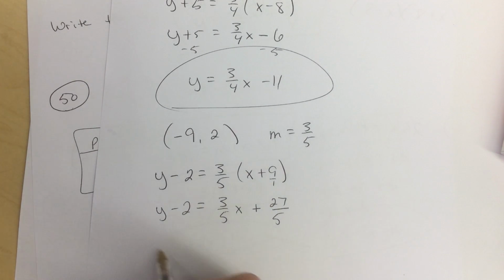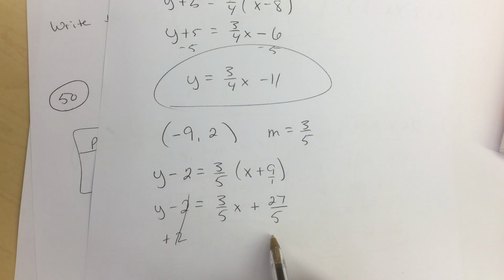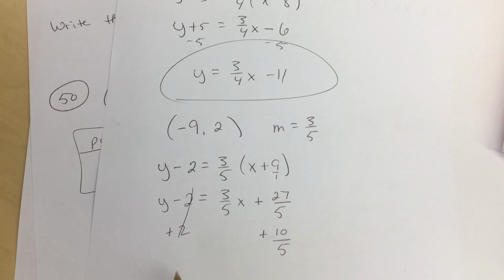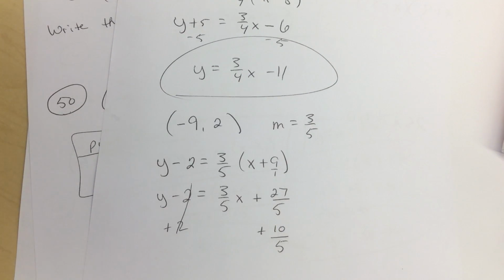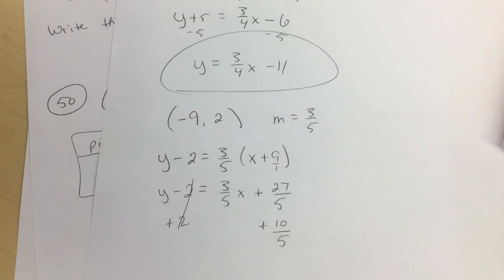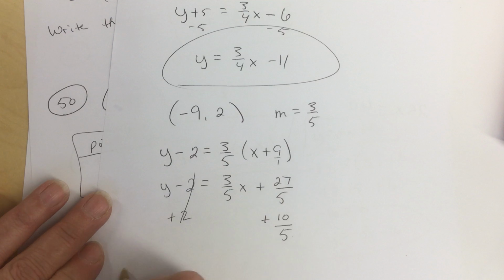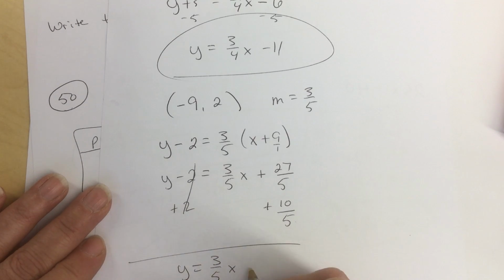Then when you add this over, like I need to add 2 to both sides, I have to have common denominators. So I've got to put it over 5. So 2 is the same as 10 over 5. You take this number times your denominator, and then you put it over that denominator. You double check by saying, well, what's 10 divided by 5? Well, that's 2. Yep, that's what I want it to equal. If this would have been 3, I would have put 15 over 5, etc. Then add that together. So your answer is y equals 3/5 x plus 37 over 5.